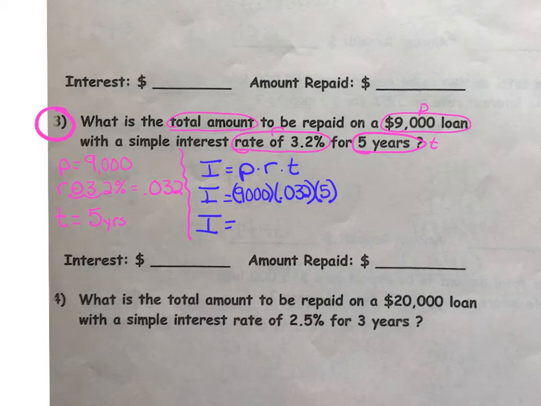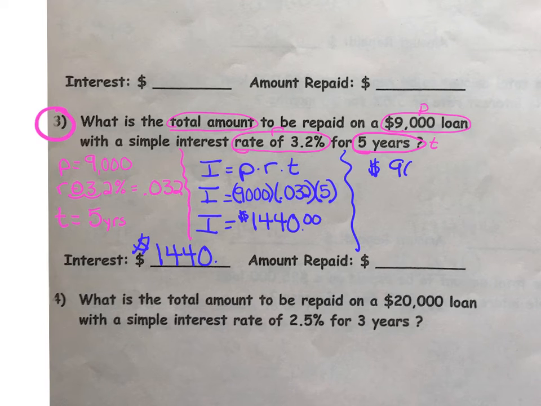The interest fee on this particular loan, once you multiply, is $1,440. That's the fee that the bank charges. Now, final step. Step 3. You have to pay back to the bank everything that you borrowed, that $9,000 known as your principal, plus you have to add on the fee that the bank is charging you, known as interest.